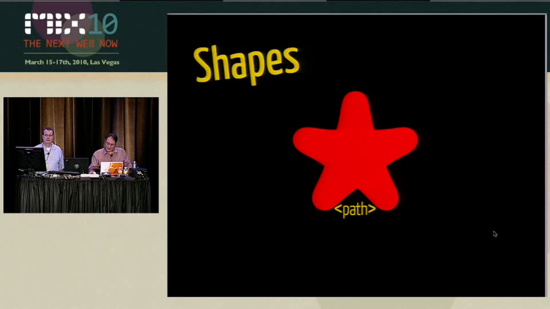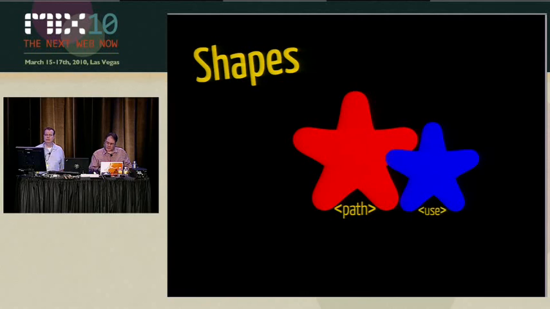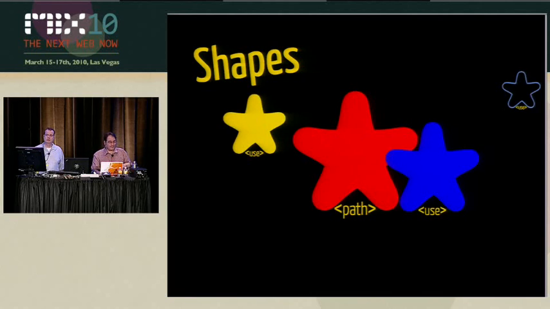So this isn't a shape. This is another element. It's called a use element. So it treats this path as a symbol, and you can reuse that. So if you use a use element, you can take that original path and you can say, I want to change the color and I want to change the size here. You can say, OK, I'll do it again.